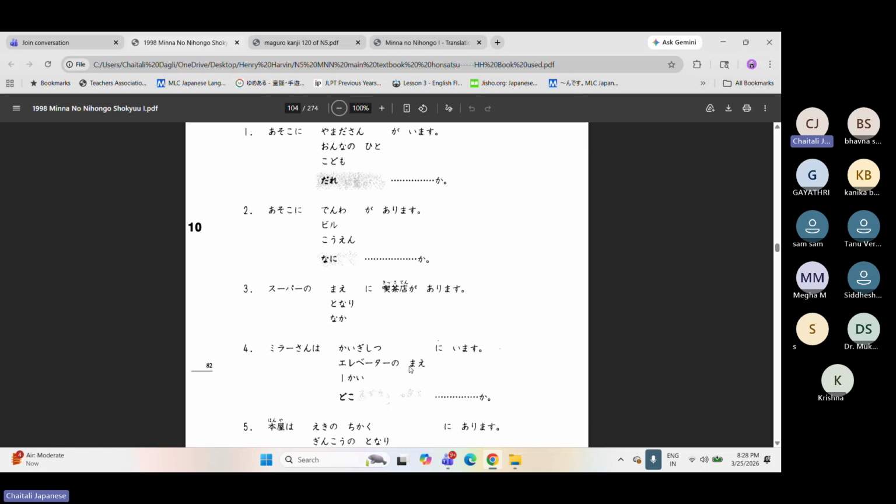Okay, so the difference between question 3 and question 5 is that particle ga which is used here, it is telling you what is existing. Ga arimasu's literal meaning is to exist. So there is a supermarket in front of the coffee shop. So there is a supermarket existing in front of the coffee shop. Are you clear?